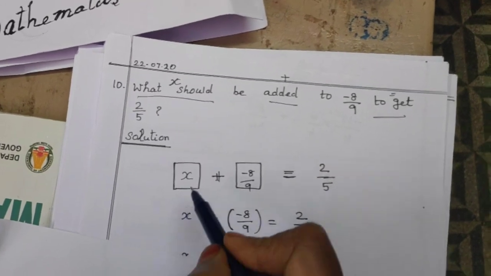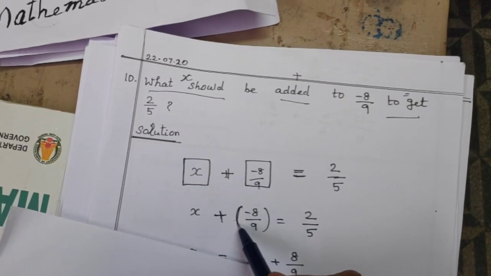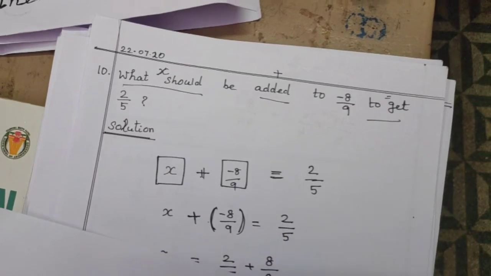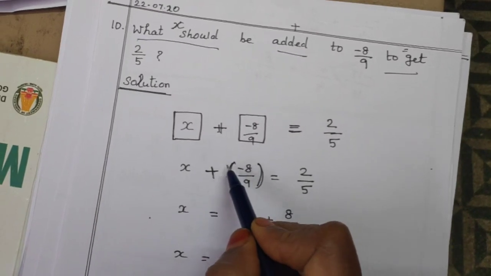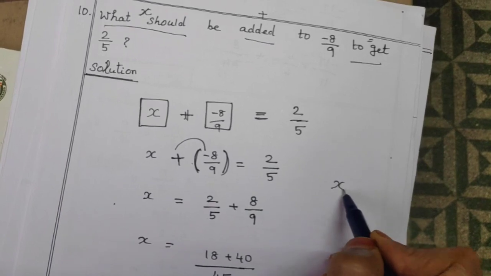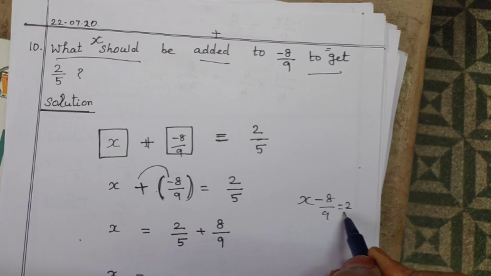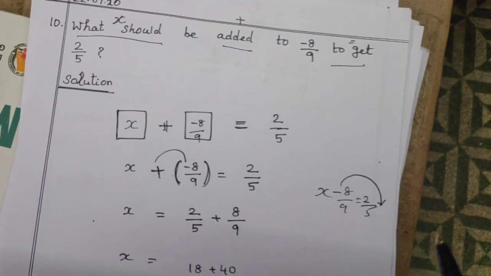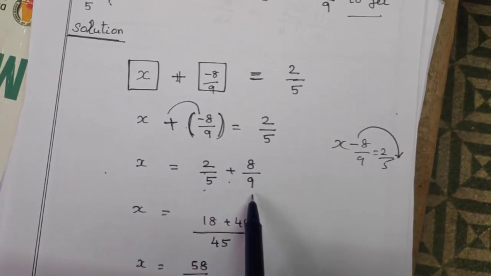Next step, you remove the box and write x plus, the minus number written in the bracket: minus 8 by 9 equal to 2 by 5. X equal to, minus plus into minus, minus, x... minus 8 by 9 equal to 2 by 5. Okay, this 8 by 9, after going across, becomes the plus symbol. So x equal to 2 by 5 plus 8 by 9.